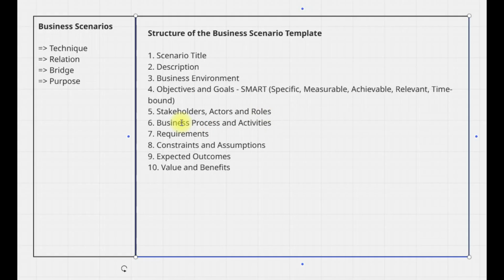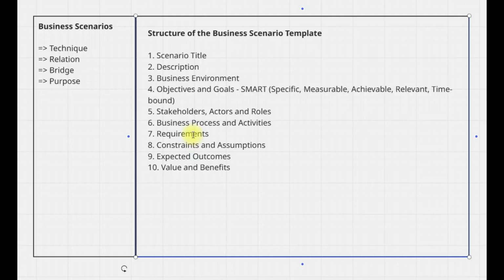And then next comes the business process and activities. For example, we need to do a loan approval. What are the steps in it? The customer applies first, and then the system performs some credit assessment. Then the loan officer will review and flag whether it can be approved or not, and then the customer receives approval or rejection. So this is a step-by-step process, the step-by-step activity that's going to happen. Those kinds of steps are important to mention in the business process and activities.